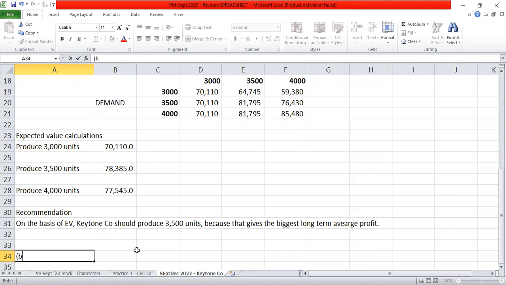Requirement B. Please, in the exam, for every little thing you are talking about, please put down a small subheading. So, value of perfect information.